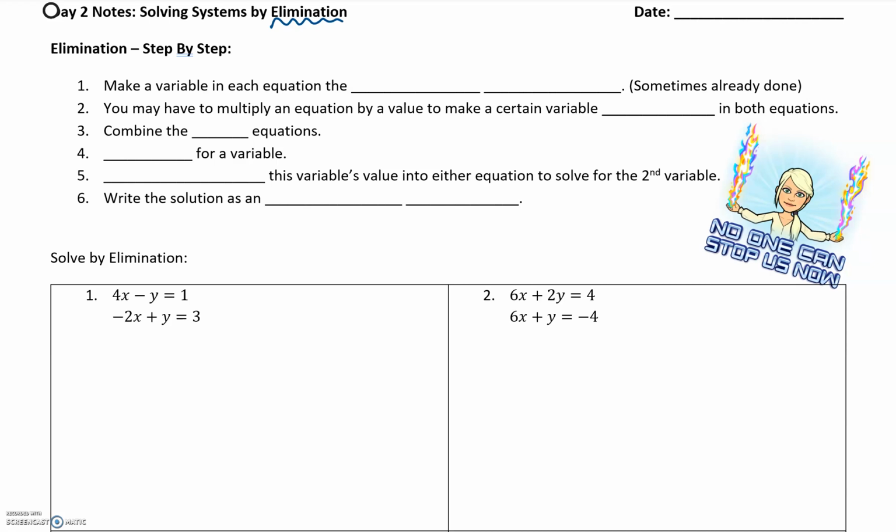So what I'm going to do is walk through and talk through these 6 steps on how to solve with elimination. Then we're going to do a couple practice problems together just so we feel comfortable. So step 1 says that we want to make a variable, making sure you understand we're talking about a variable. That means something with a letter, an X or a Y. Make a variable in each equation the exact opposite.